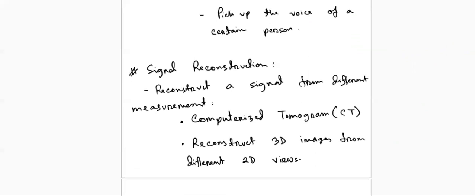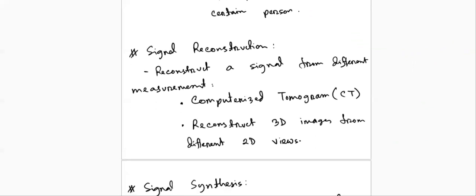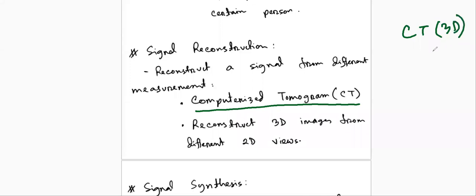Then signal reconstruction. Those are the key modules of signal processing. Signal reconstruction is a very important thing. For example, computerized tomography. I'm not sure whether you have any experience with CT. CT is nothing but a 3D X-ray. Why is this 3D? Let's say this is the human.